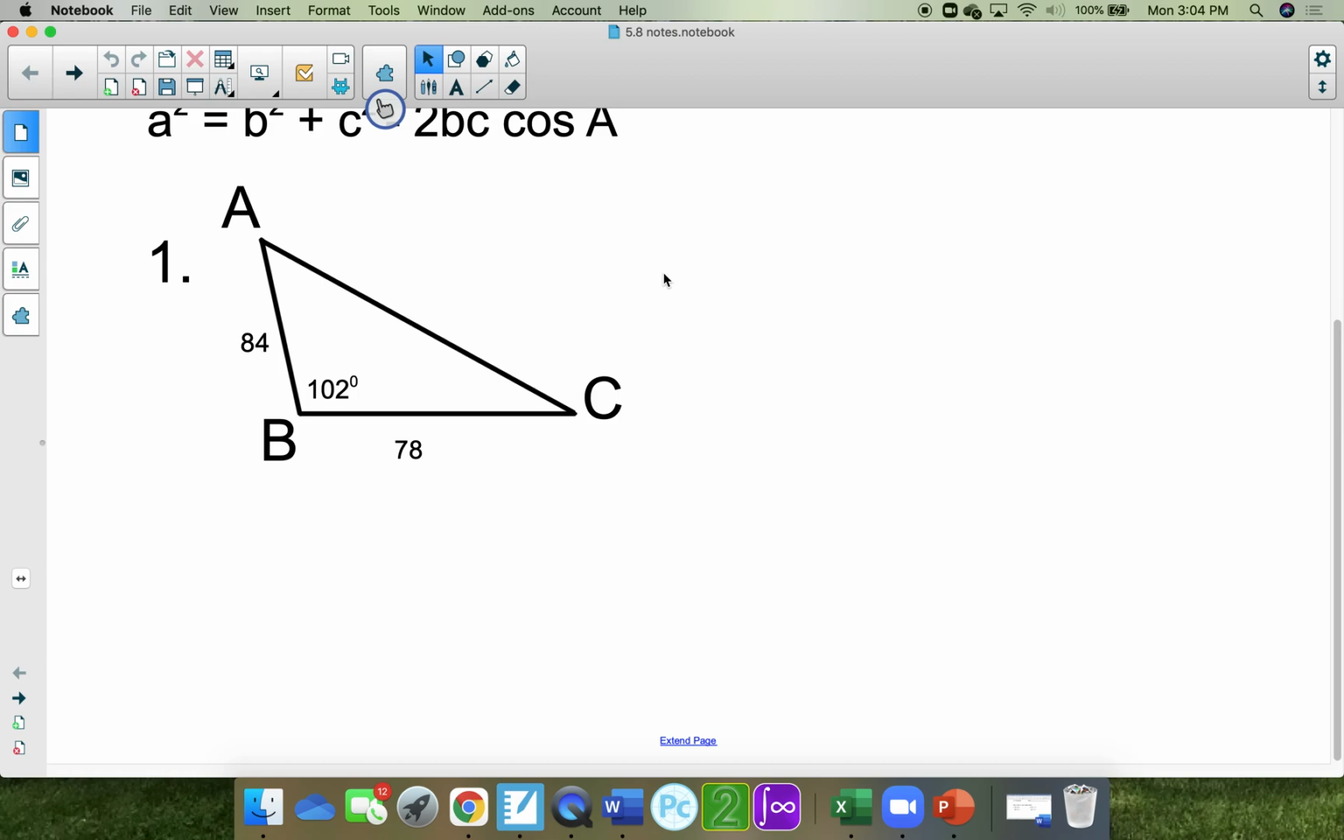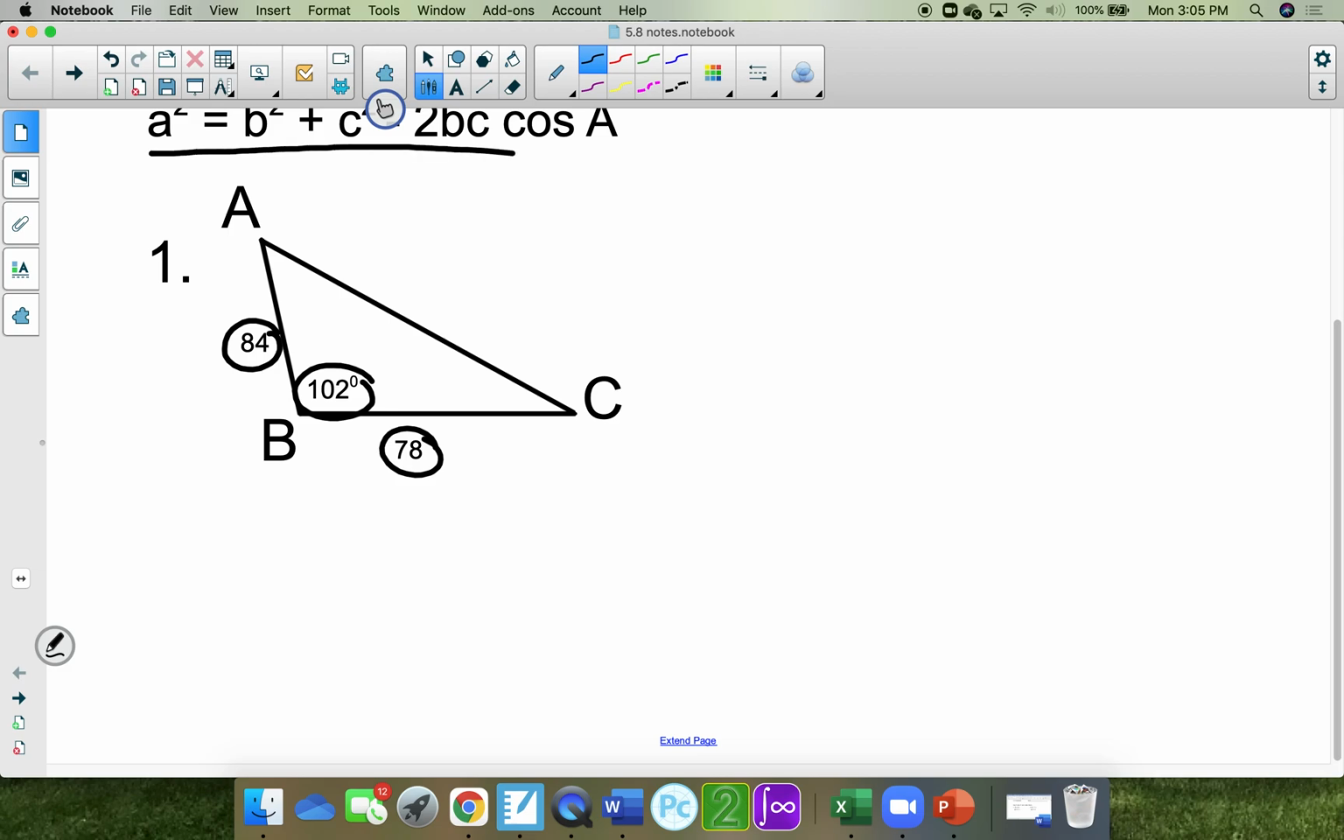Okay, the last section of this chapter is called the law of cosines. Again, these are not right triangles. They cannot be solved using a right triangle. And the law of sines does not work because you only know this angle, you know this side, and you know this side. If you try to do a proportion, it doesn't work because you don't know a matching pair. So you have to use the law of cosines, which is right up here.